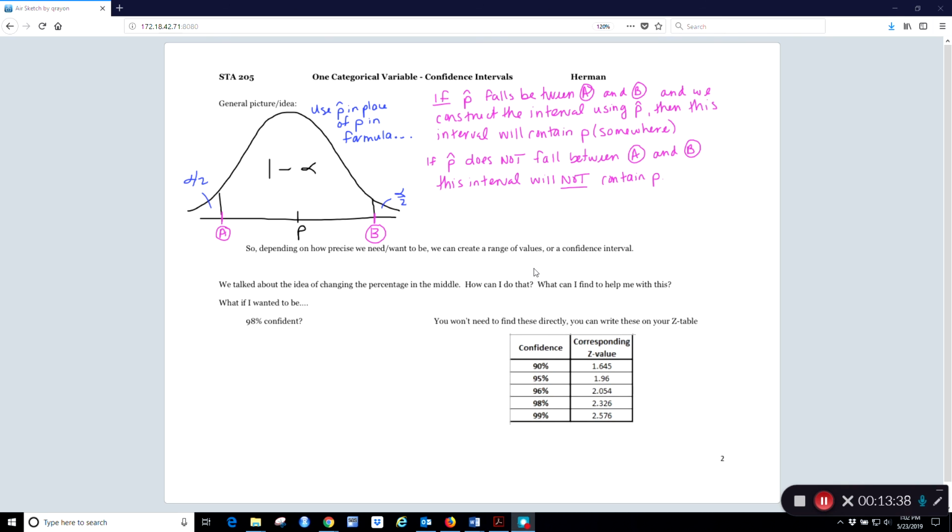So if we're thinking back to this general picture of what the 1 minus alpha means, 1 minus alpha is basically the probability that when we create our interval here, P will be inside of it. So I want this probability, or that percentage, to be quite large, versus the alpha, that leftover piece here, which is the chance that our interval is not going to contain P. So I don't want this to happen very often, I want this to happen quite often. So in the next video, we're going to talk about how I choose that percentage.